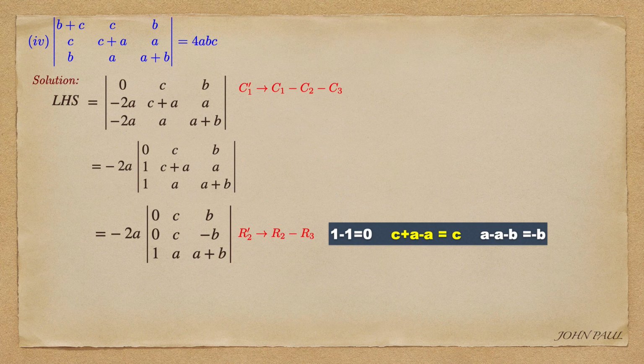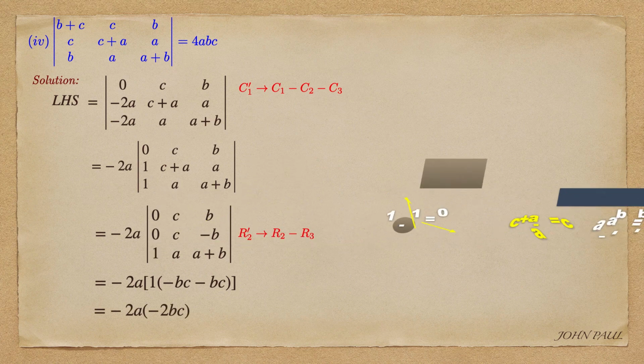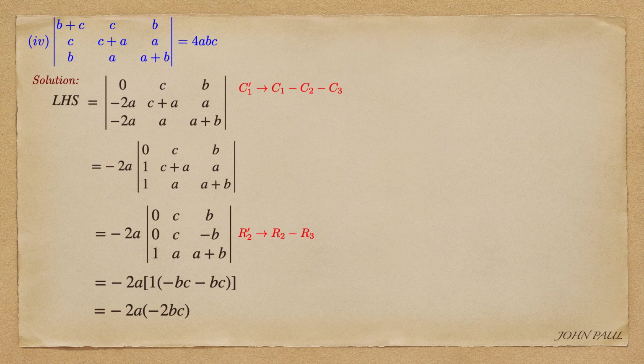We'll expand by the first column: 1 into the determinant, minus bc minus bc. Minus 2bc we get. Now multiply with this, 4abc. This is our right hand side. This is what we have to prove. So by this we have proved that the determinant is equal to 4abc.